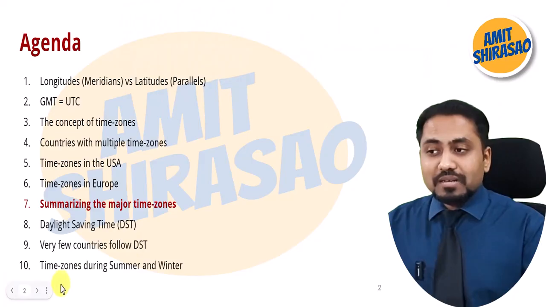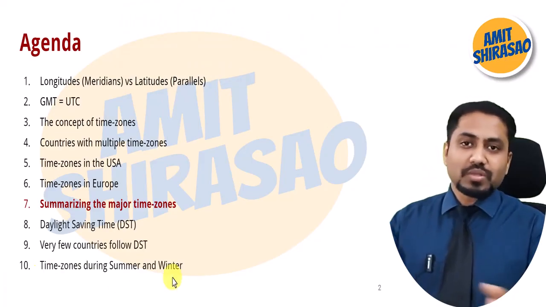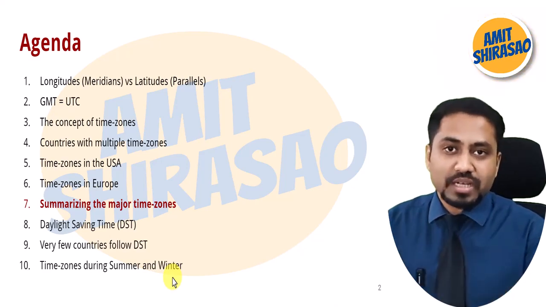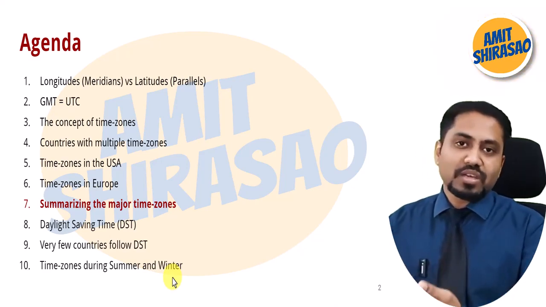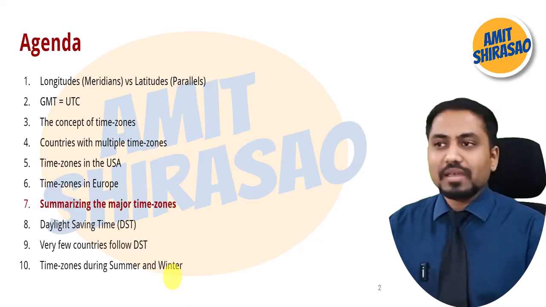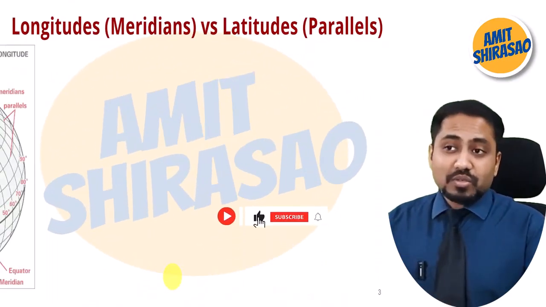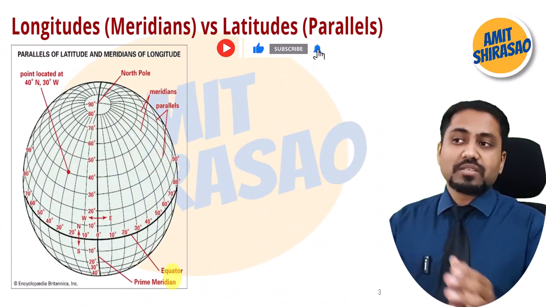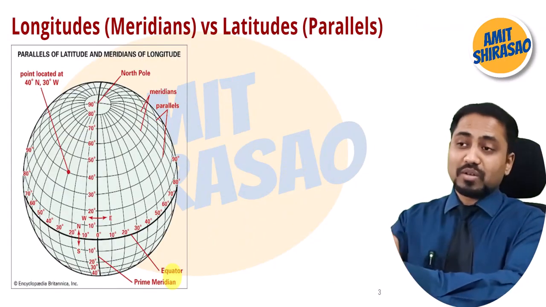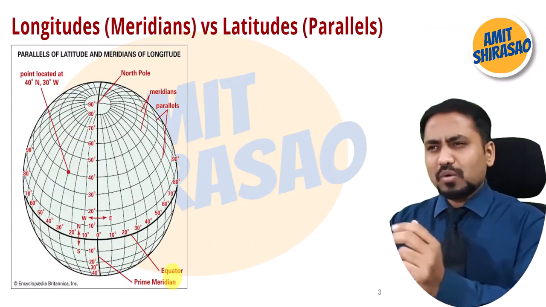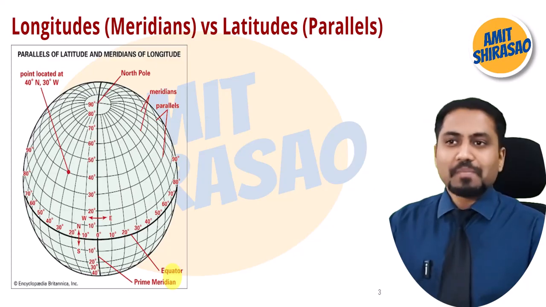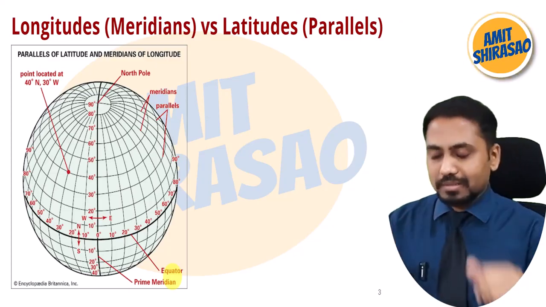And then finally, the last slide that I just showed you, that is the summary. With daylight saving, what are the various time zones that US, UK, France, and Germany follow? Okay. So let's get to the first topic, which is what are longitudes and what are latitudes. So longitudes are also called meridians. Latitudes are also called parallels.